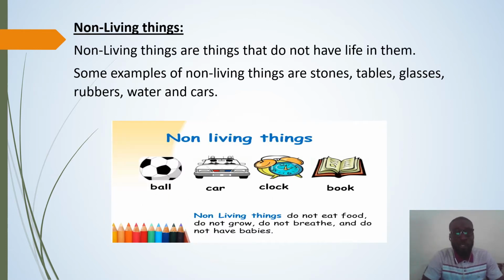Now let's take a look at non-living things. Non-living things are things that do not have life in them. Let's take a look at some examples of non-living things. We have stones, tables, glasses, rubbers, water, cars, chairs, shoes, and so many other things. So anything that has no life in it is a non-living thing.